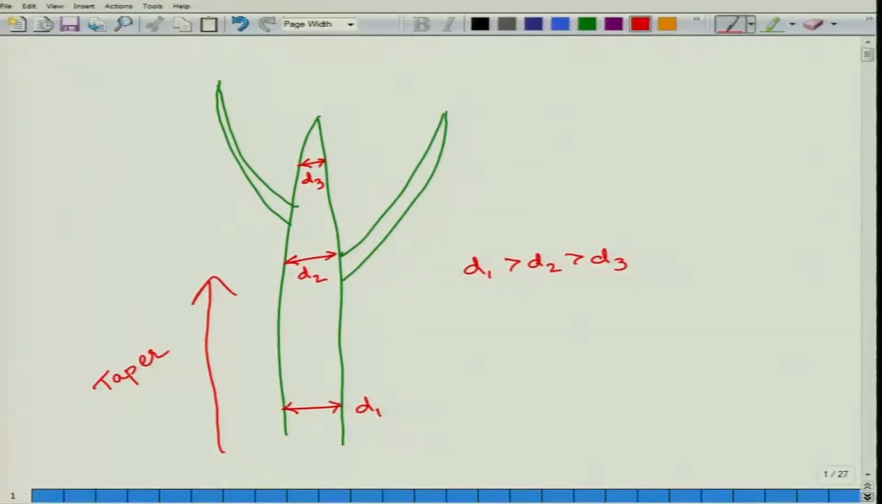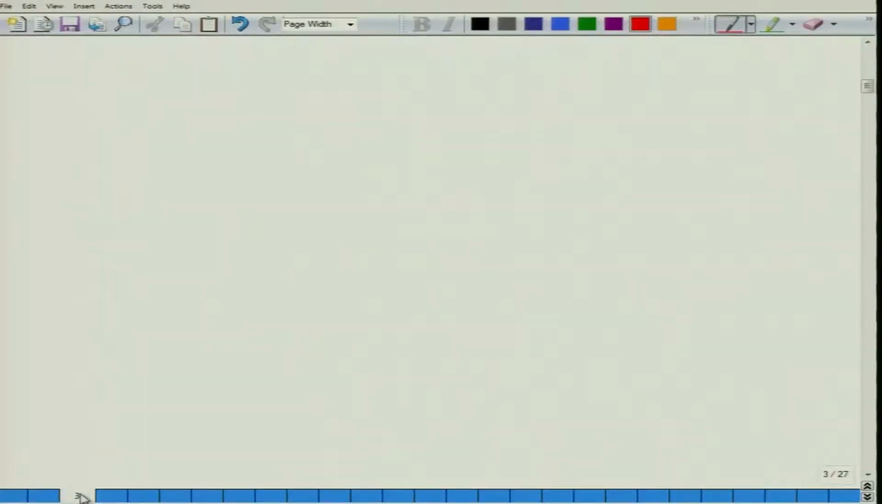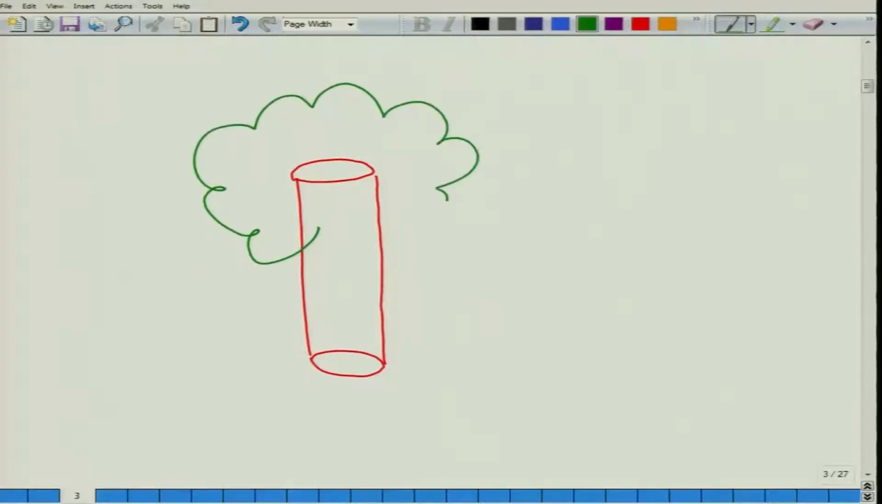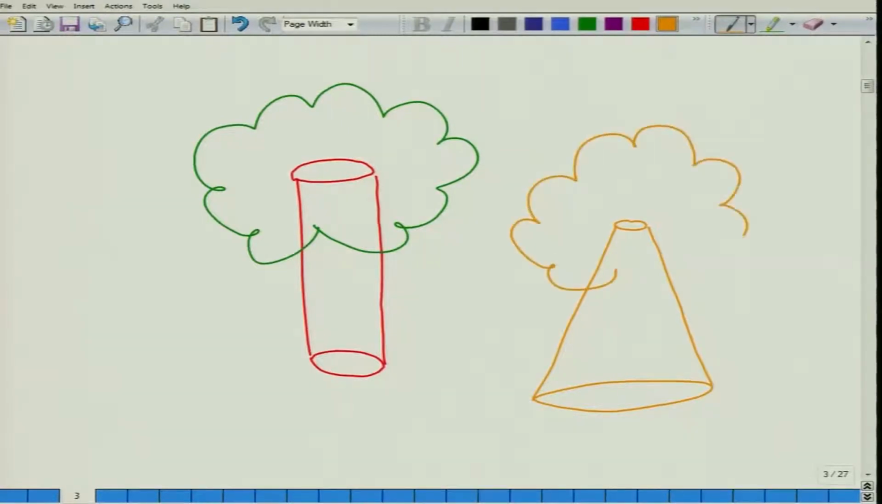So, how do we describe the shape of the tree, especially its main stem? For example, can we describe a tree like this? We have a cylinder and then we have leaves. Can this describe the shape of a tree? Or for instance, can we have a cone, and on top of the cone we have the leaves? Is this a good description of a tree?